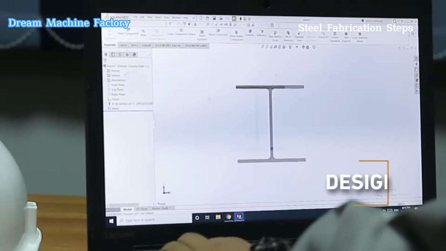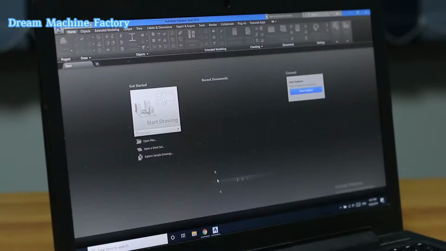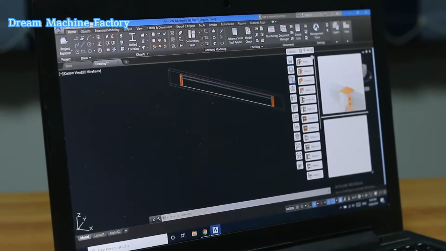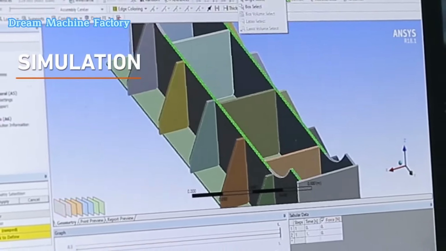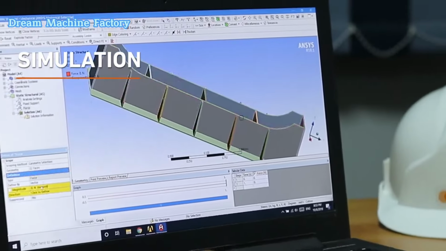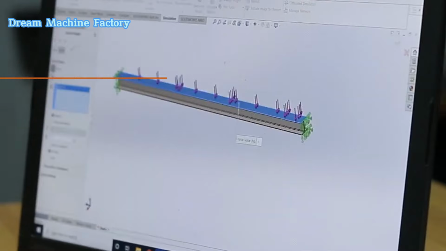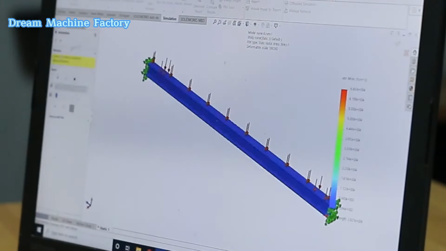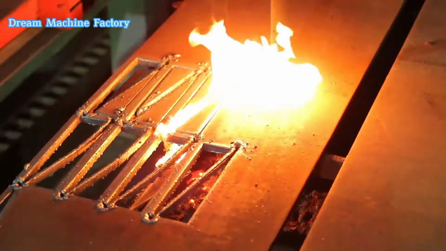Engineers and designers use CAD, computer-aided design software, to create detailed blueprints that specify the dimensions, materials, and structural integrity of the project. Before actual fabrication begins, a simulation is carried out to test the design's feasibility. Advanced software is used to simulate structural behavior under different conditions, such as load, stress, and environmental factors.